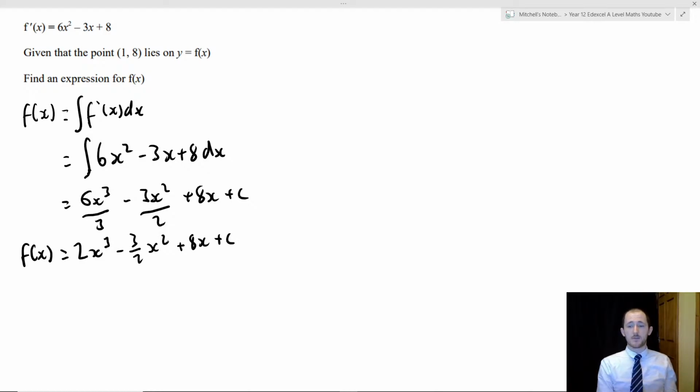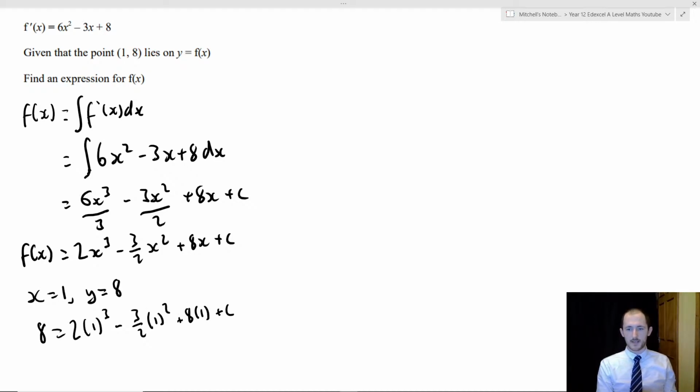Now, again, some students leave it here and they don't get the full marks. You now need to find out what c equals. There can be only one letter in your answer. So we know that when x equals 1, y equals 8. Or rather, I should write f of x, but I haven't in this case. So 8 equals 2 times 1 cubed minus 3 over 2, 1 squared plus 8, 1 plus c.